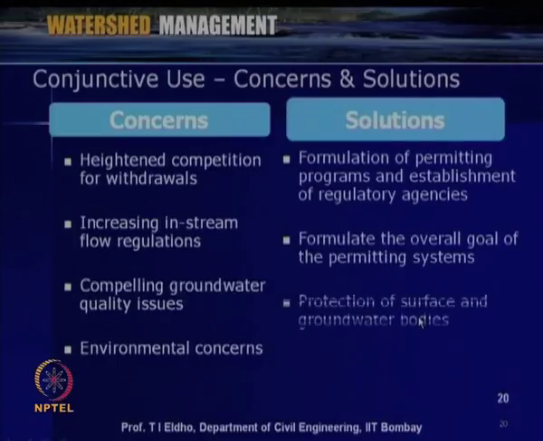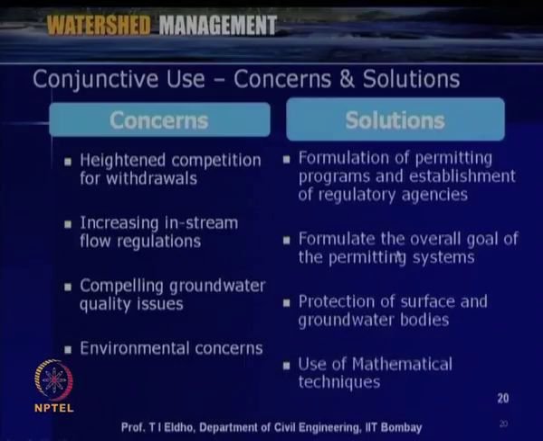Now, let us see what the major concerns are when we go for conjunctive use, and what their solutions are. For example, as far as surface water or groundwater is concerned, there is heightened competition for withdrawals, depending upon the area or watershed, between the stakeholders. The solution will be that we can formulate permitting programs and establish appropriate regulatory agencies and water user groups, so that the problems can be reduced.